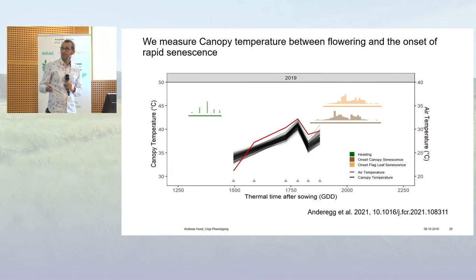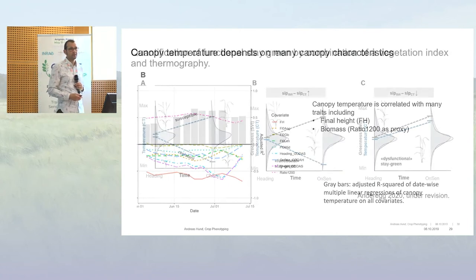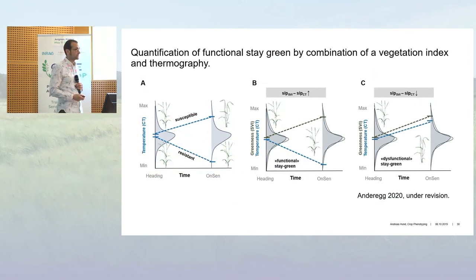This is actually not yet high throughput. And the problem is that actually temperature is related to a lot of things which we probably as breeders do not want to tackle. Final height, the biomass. We would like to compare the genotype with the same biomass for transpiration and not try to select biomass by an index which is not used for that. And that's why we try to get some dynamic traits in. That means I have to take some time to explain that.